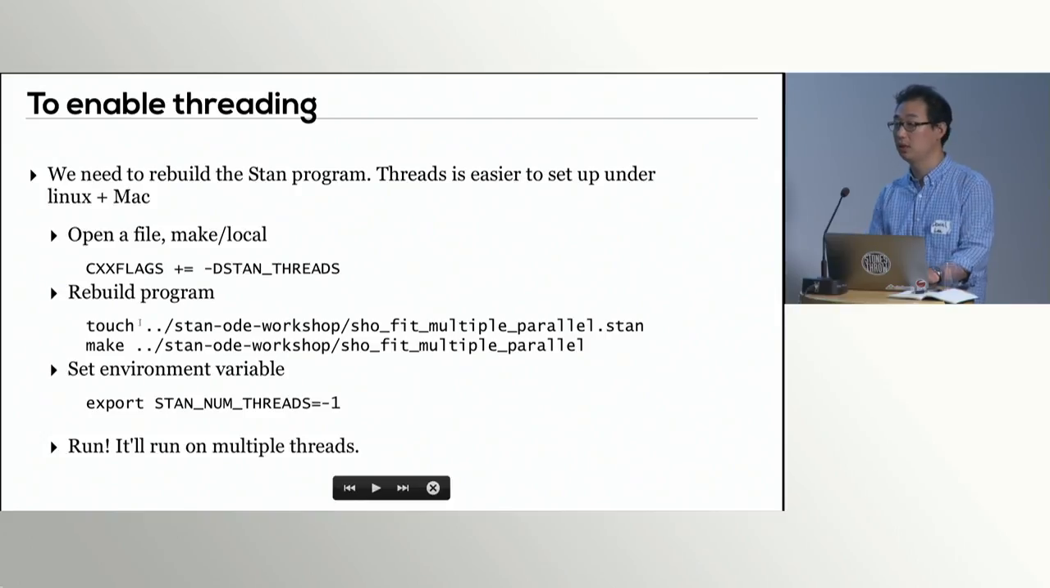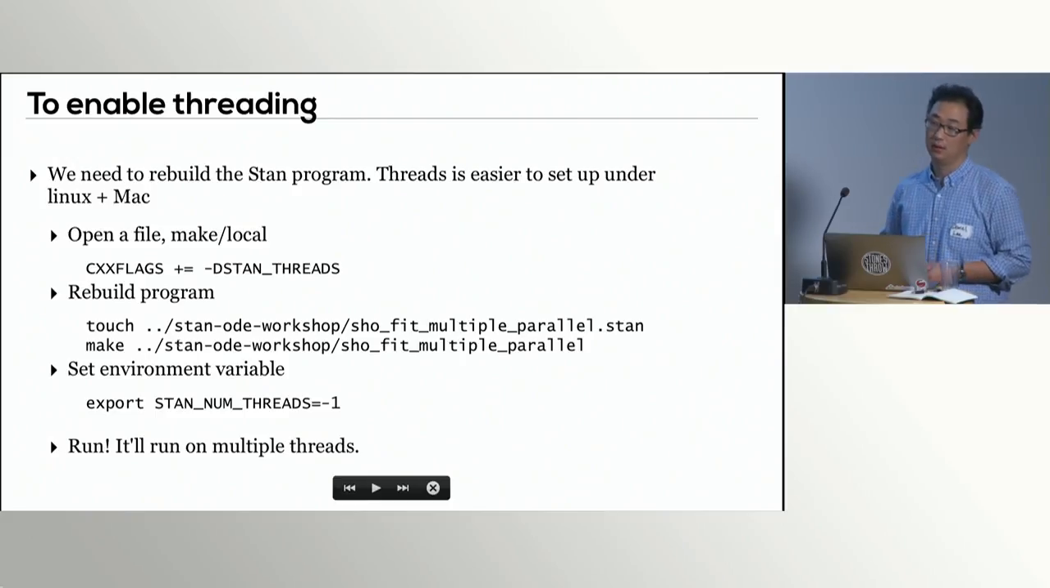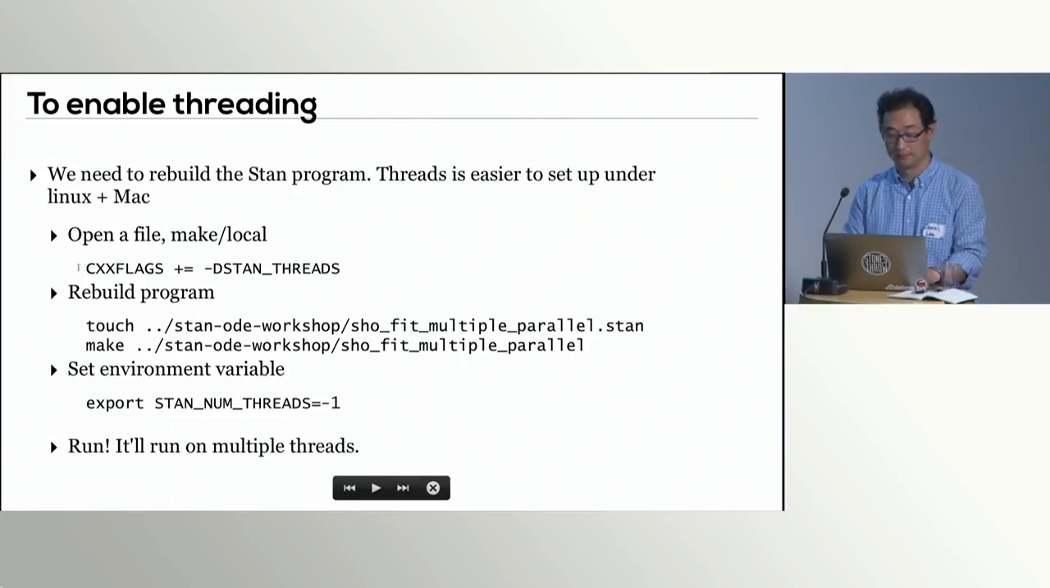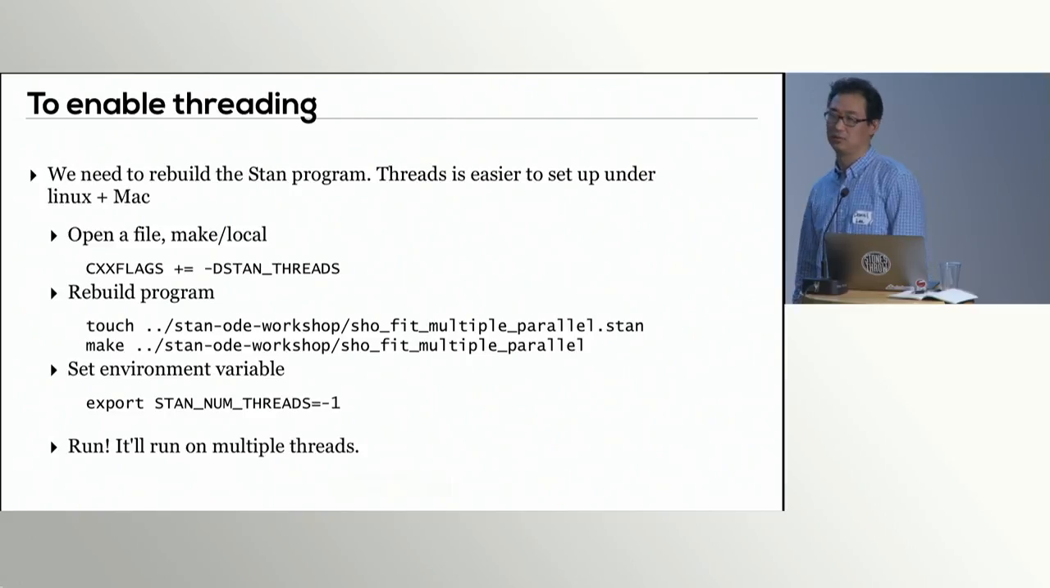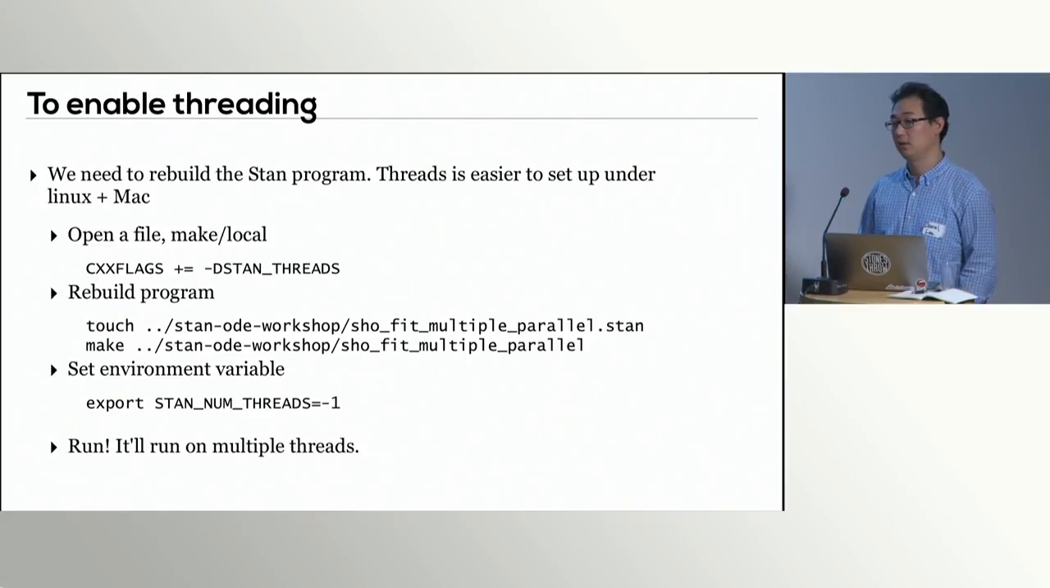All right. So next, you have to actually build the program. I've already built it before, so what I had to do is trick make into thinking that I've touched the file, that I've changed the file. That's what that does. And then I just build it like I would normally build it. Once I do that, it automatically builds it with threading available. And then when I run it, I want to set STAN_NUM_THREADS to a number. -1 in this case will use as many cores as you have, and any positive number will be that many.